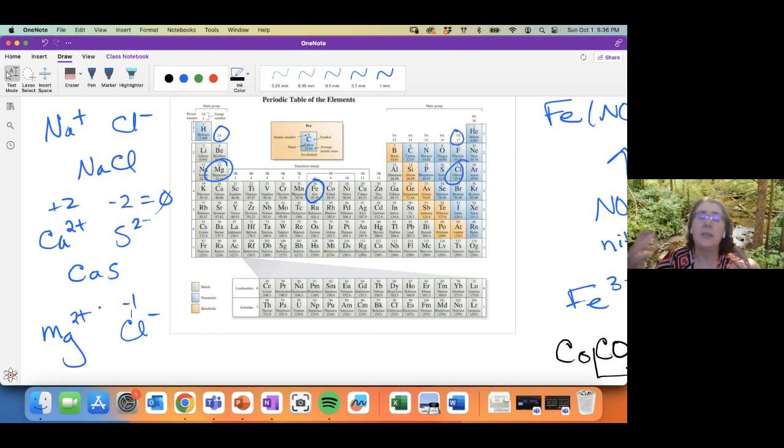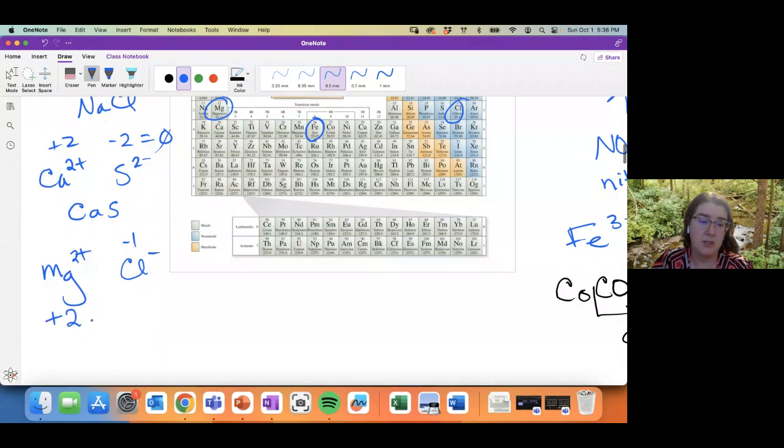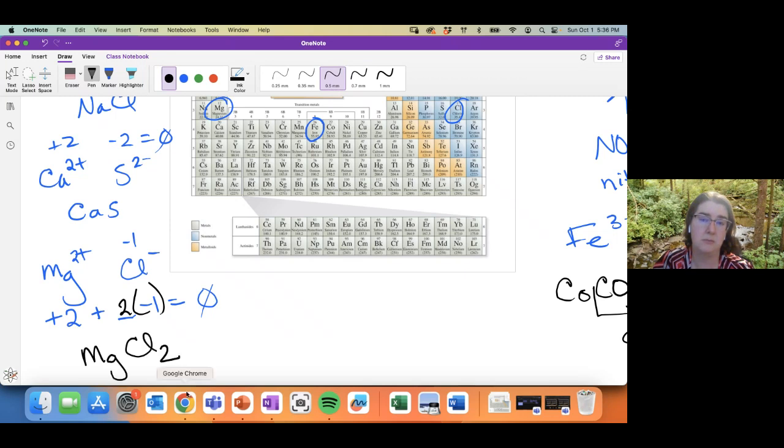-1. Now I have to do some work here because my magnesium has a +2 charge. My chloride ion only has a -1 charge. So to make those balance out, this is basically +2 plus something times my -1 to equal 0. So I am in fact going to need that to be a 2 to make everything cancel out. So therefore this is MgCl2.